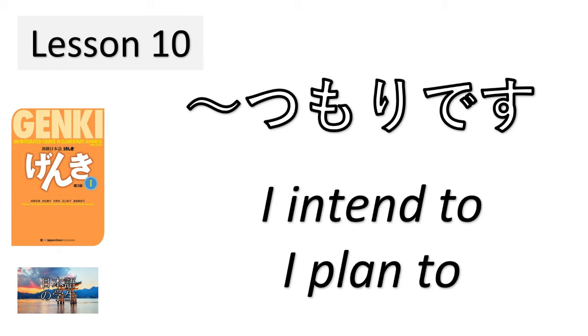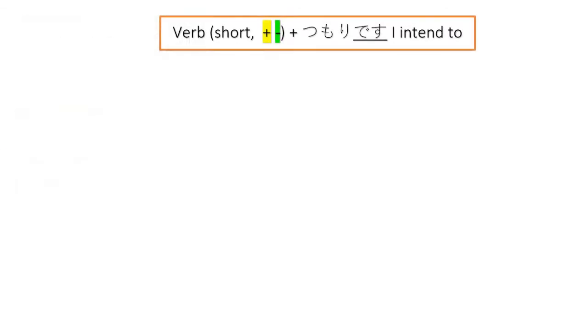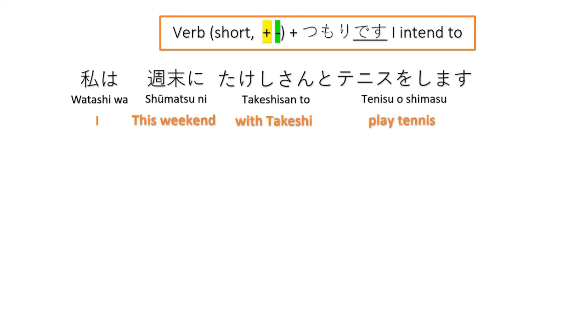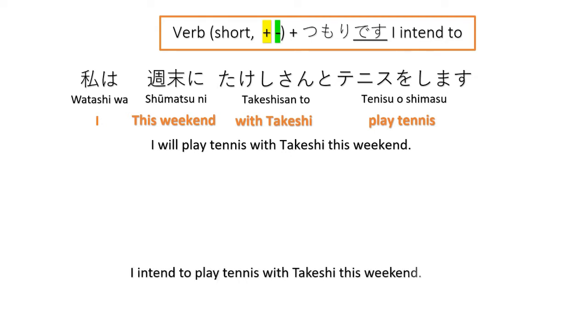In this lesson, we will learn how to say I intend to or I plan to in Japanese. To say I plan to or I intend to, we use the word tsumori desu. For example, we have Watashi wa shumatsu ni Takeshi-san to tennisu o shimasu. In this simple sentence, we say, I will play tennis with Takeshi this weekend.